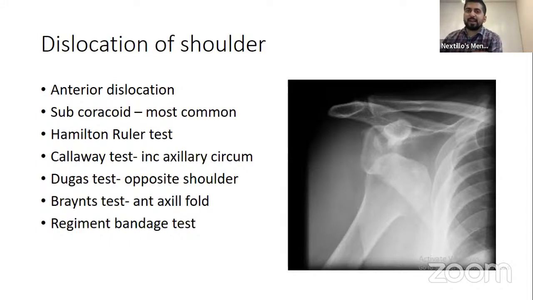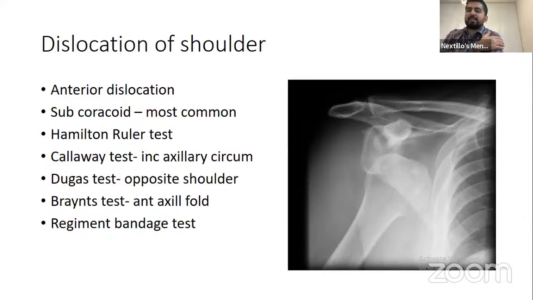Now, the second important test is the Callaway test, which is increased axillary circumference, seen in these dislocations. Dugas test is an important test in which the patient is unable to touch the opposite shoulder from the dislocated side. Bryant's test: the anterior axillary fold is not visible. And the next important sign is the Regimental badge test.